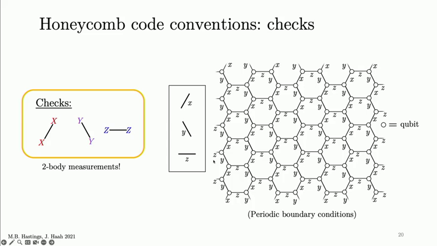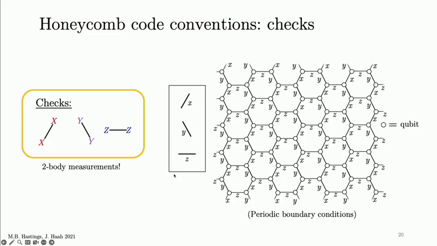In order to specify the Floquet code, I need to tell you two pieces of information. I need to tell you what to measure and when to measure them. So here's what to measure. These are the checks of the Floquet code. The checks are specified by labeling the edges of the hexagonal lattice with X, Y, and Z according to their orientations. On the X, Y, and Z edges, measure XX, YY, and ZZ checks respectively. These are the checks of the honeycomb code.